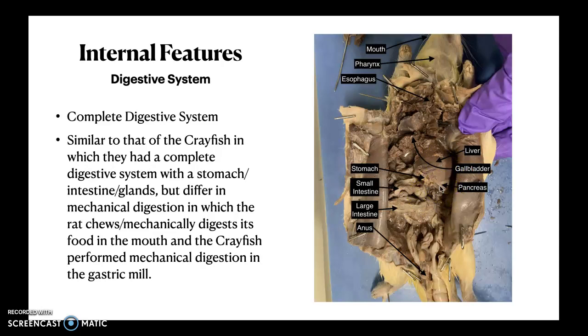But the only difference between the rat and the crayfish is that they perform mechanical digestion in different locations. The crayfish will actually use their mechanical digestion inside, using their gastric mill with their gastric teeth. But our rat uses its mouth to chew food with its teeth to send down past the pharynx and the esophagus into the stomach.